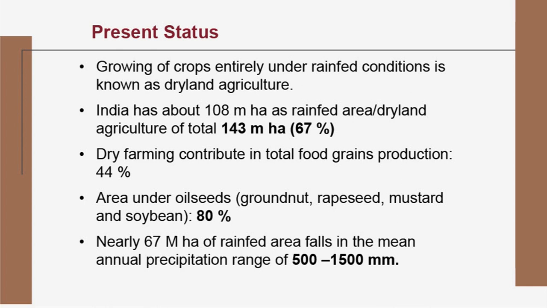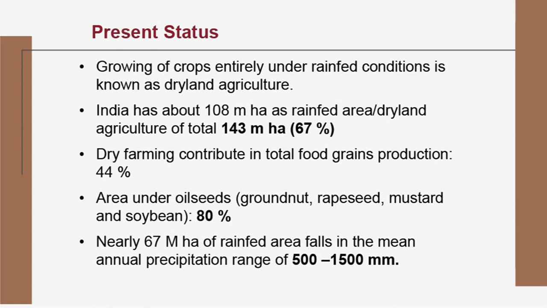So, which is a serious issue, that net cultivated area is declining in the country, particularly due to urbanization, construction of roads, construction of irrigation canals, and several other uses like industries. So, we are really losing a lot of agricultural land for other purposes.